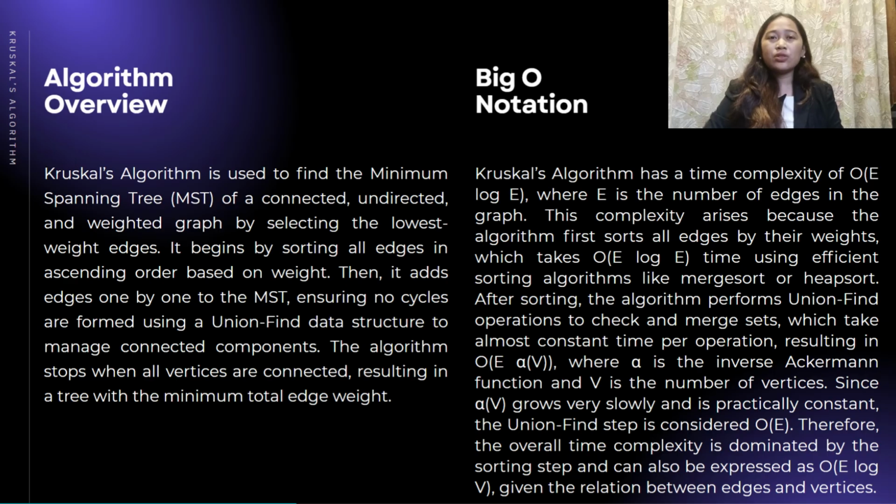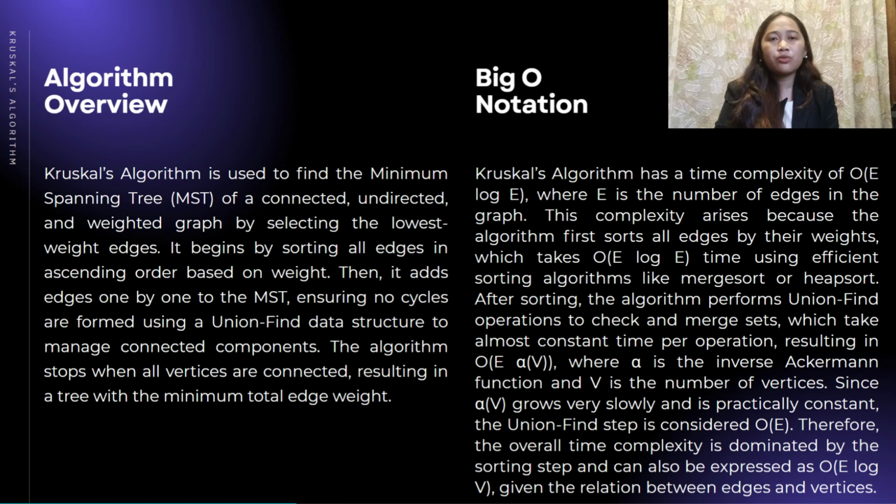Next is the Big O notation. Kruskal's algorithm has an overall time complexity of O(E log E), where E is the number of edges in the graph. This is mainly due to the initial step of sorting all the edges by weight, which is done using efficient algorithms such as merge sort or heap sort, both operating in O(E log E) time.